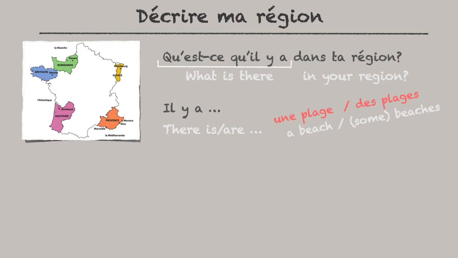How about some fields? Can you remember the word for field? How would you say there are some fields? Il y a des champs. Il y a des champs. There are some fields. Okay, we've got a load of other ideas here.